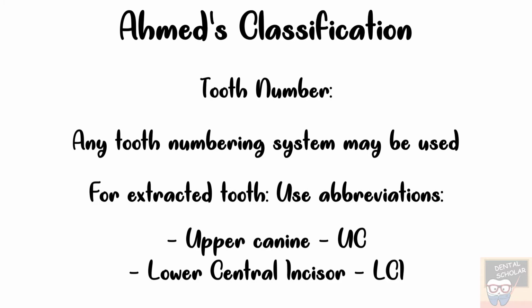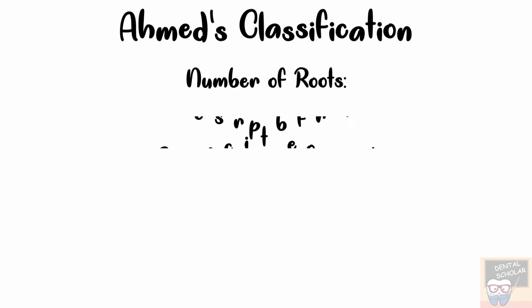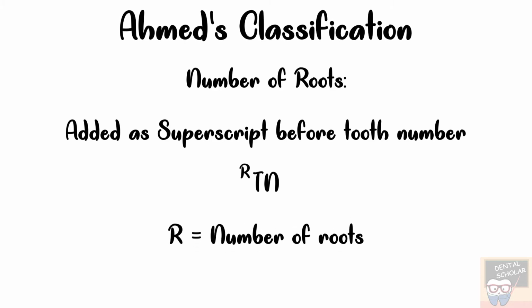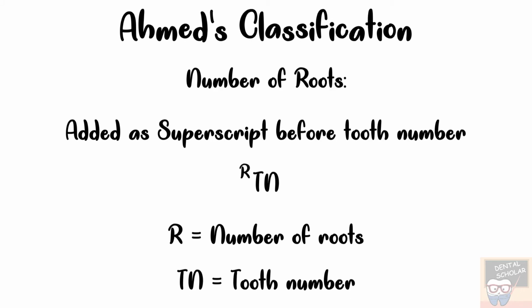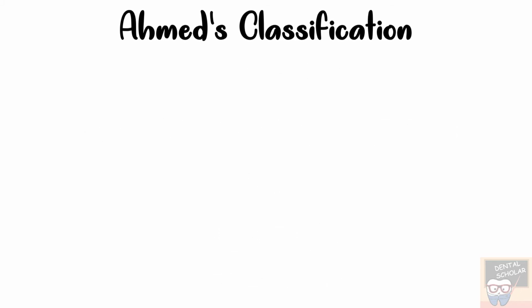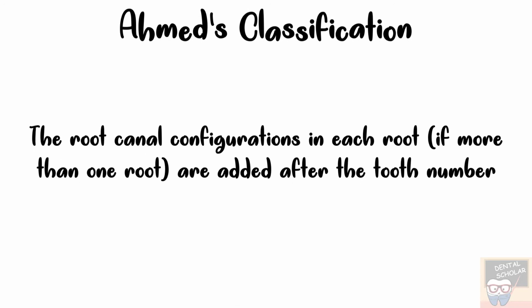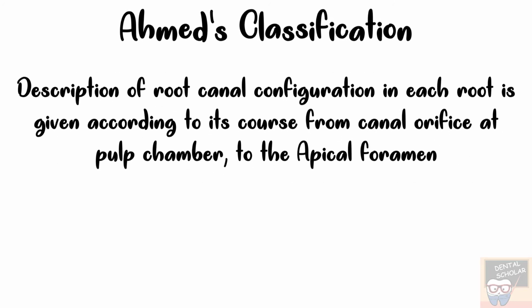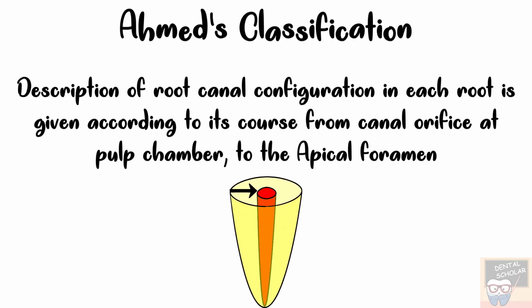The next part of the code, that is number of roots, is added as a superscript before the tooth number. So, in the formula that you see on the screen, R represents the number of roots and TN represents the tooth number. The next component, that is the root canal configuration in each root, is added after the tooth number. The description of each root canal configuration in each root is given according to its course from canal orifice at the pulp chamber to the apical foramen.